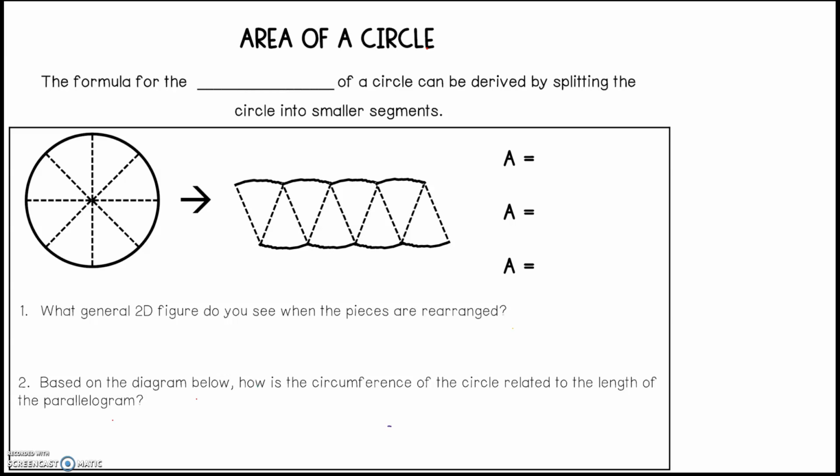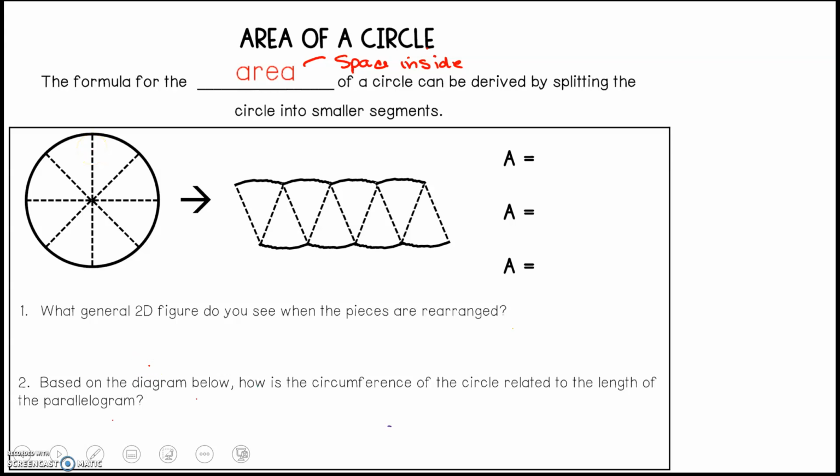The formula for the area of a circle can be derived by splitting the circle into smaller segments. Remember, area is the space inside. Like if we wanted to paint this circle or color this circle on the inside, we want to know what that area is.